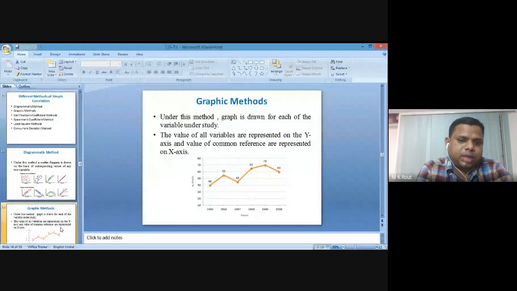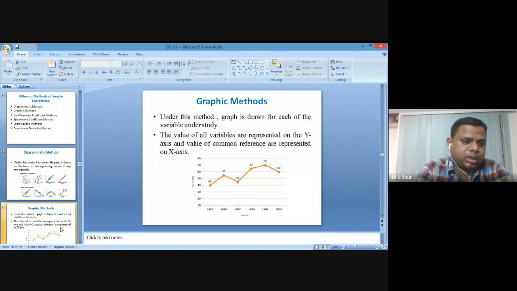This method is basically used for comparing different values and their reference year and times. For example, price versus the financial year, or production versus the number of employees of the year. So these values or variables are directly comparable in the form of graphic methods.